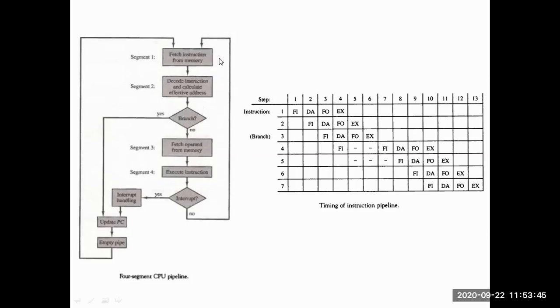And if you look keenly, this is a very simple diagram. The CPU will fetch an instruction from memory, done. Then it will decode it and calculate the effective address. When it decodes the instruction, maybe the instruction is saying branch. Decoding means it will understand what the instruction is saying.